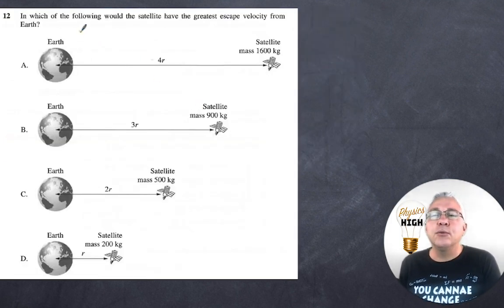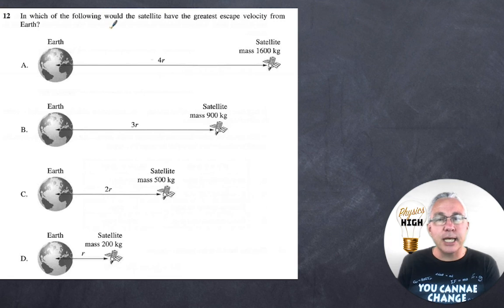Number 12. In which of the following ways would the satellite have the greatest escape velocity from the Earth?